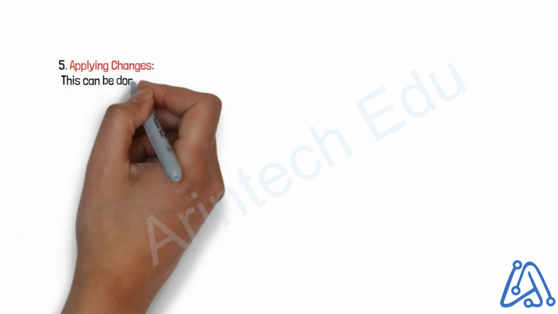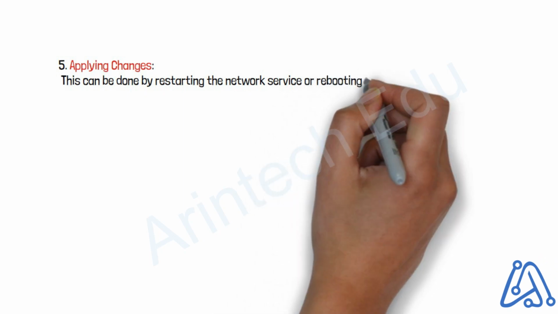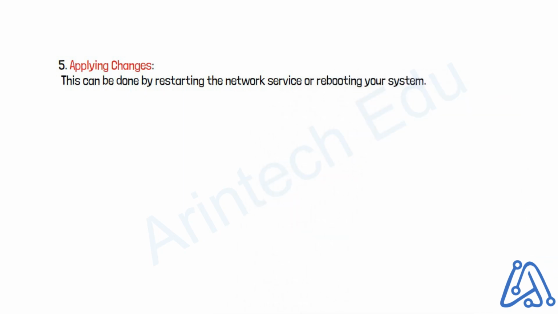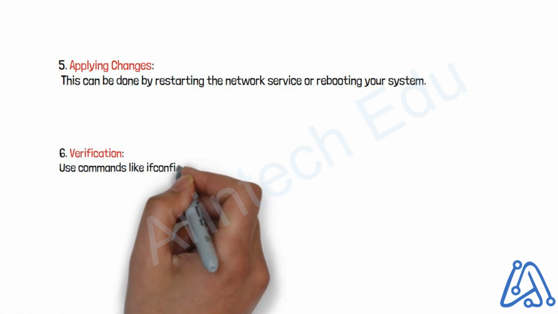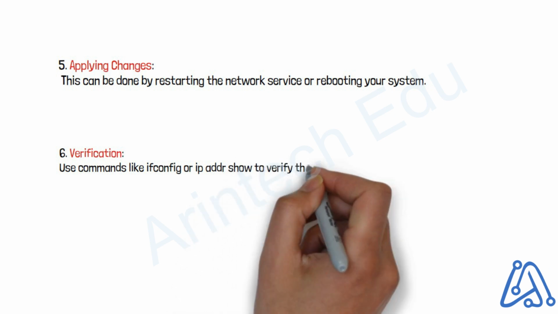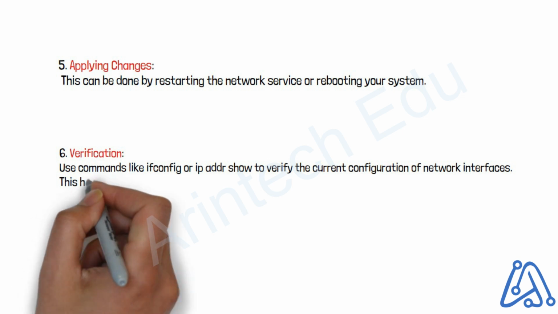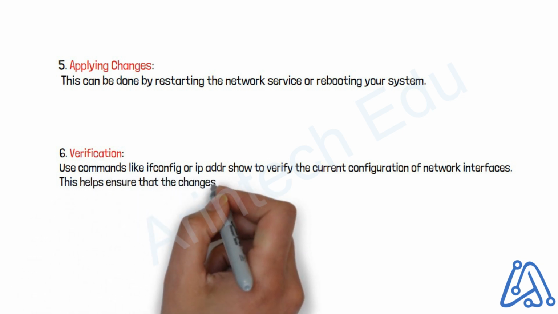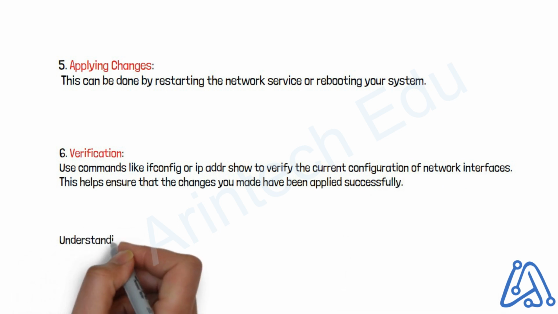5. Applying changes. This can be done by restarting the network service or rebooting your system. 6. Verification. Use commands like ifconfig or ip address show to verify the current configuration of network interfaces. This helps ensure that the changes you made have been applied successfully.